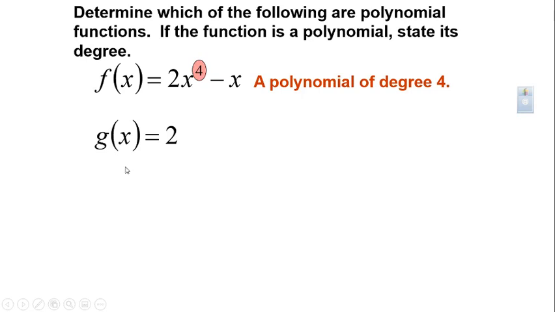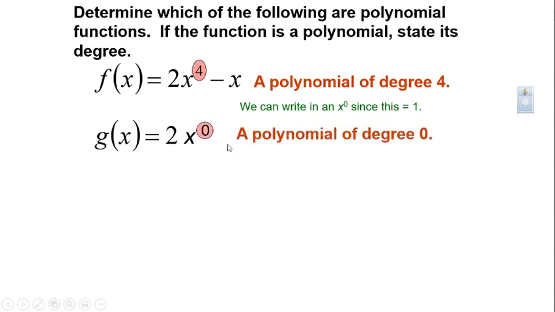In this case, g of x equal to 2. That may not look like a polynomial, but it actually is, because we can think of it as 2 times x to the 0, in which case the degree would be 0. And this is a constant, so the leading coefficient is actually just the constant itself, 2.